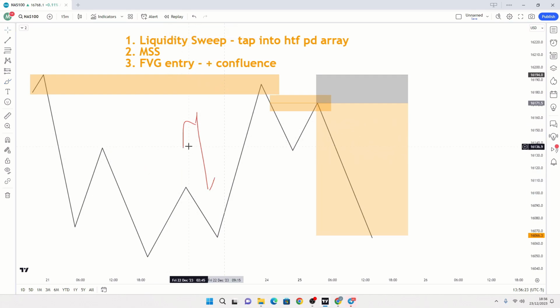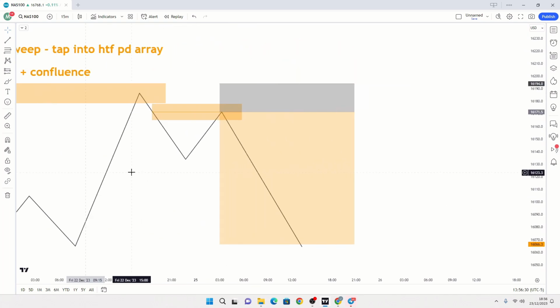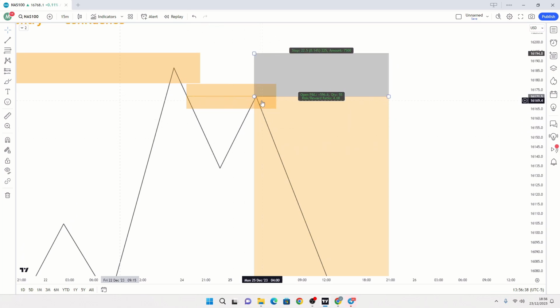Once we've gotten our market structure shift, it should move with displacement, which should ideally leave a fair value gap behind. So once we've gotten our market structure shift right here, as you guys can see, we want to look for the first FVG left behind by the market and want to enter off that fair value gap.